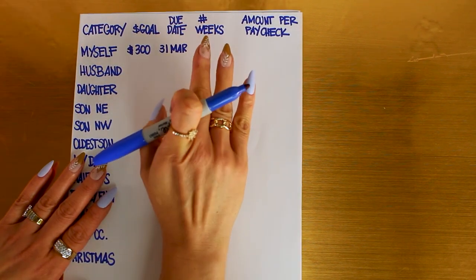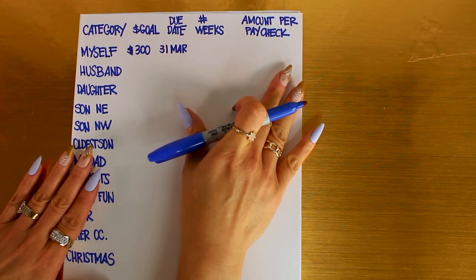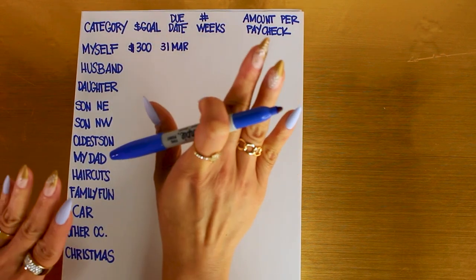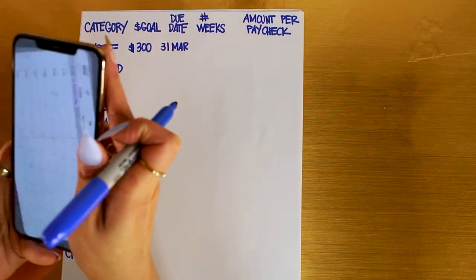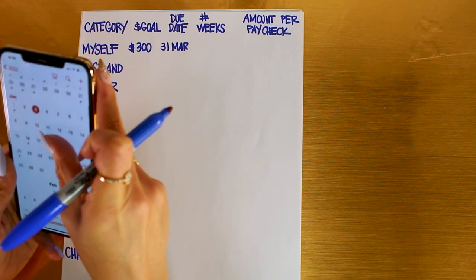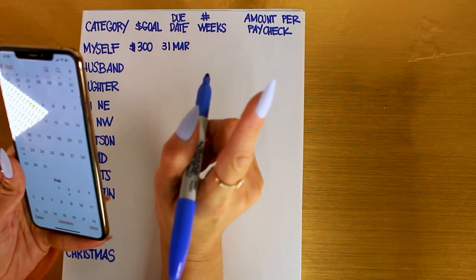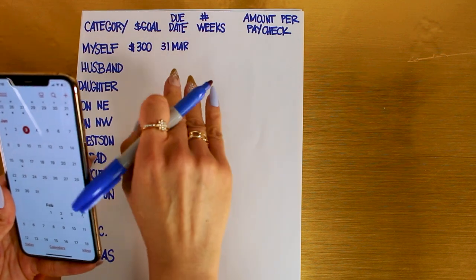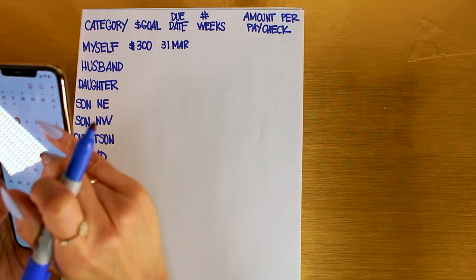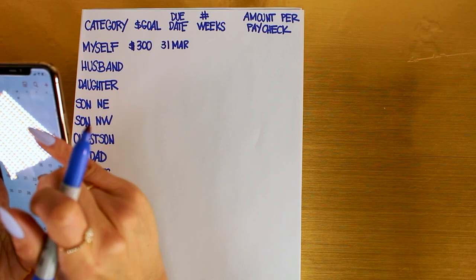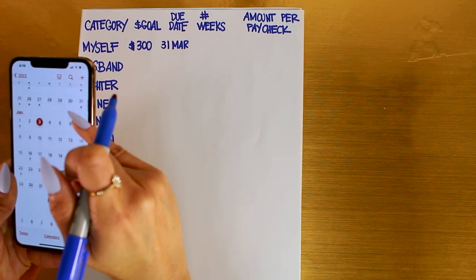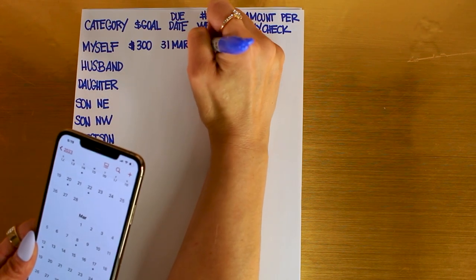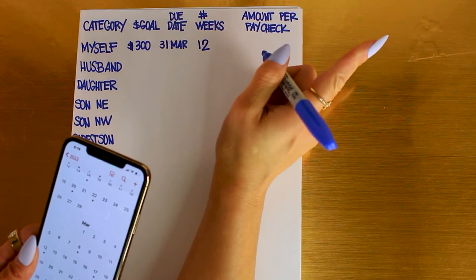Okay, so the number of weeks. Like I said earlier, I get paid every week. So I just count how many weeks from today until the due date. So on my calendar, today is about January 3, so I will count the weeks from today, January all the way until March. Okay, so 1, 2, 3, 4, 5, 6, 7, 8, 9, 10, 11, 12. So that's about 12 weeks to complete this goal.